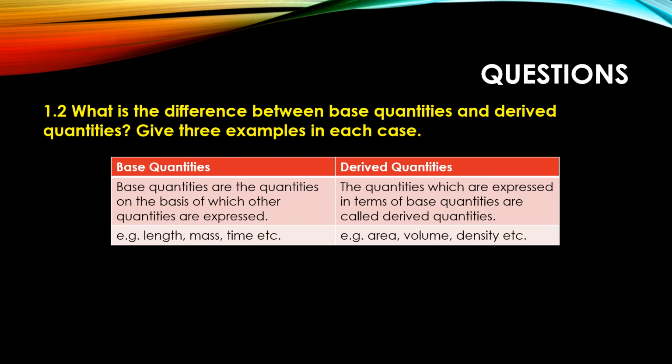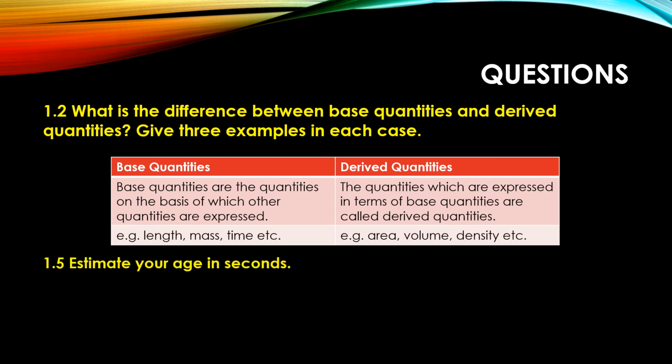Base quantities are the quantities on the basis of which other quantities are expressed, for example, length, mass, time, etc. And derived quantities are the quantities which are expressed in terms of base quantities, for example, area, volume, and density, etc.